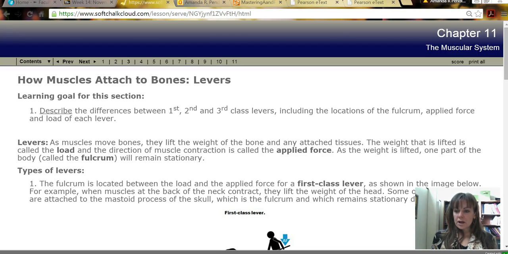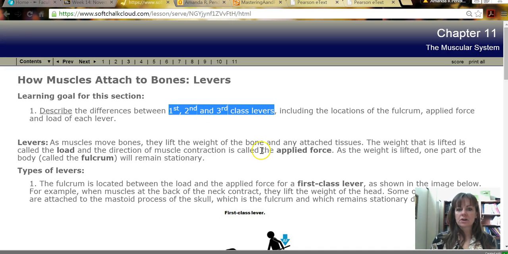Okay, so now we want to talk a little bit more about how muscles pull on bones and cause those bones to move. And so what we're going to talk about now is this concept of levers. There's three different types. The three types are called first, second, and third class levers. So these are the different types.